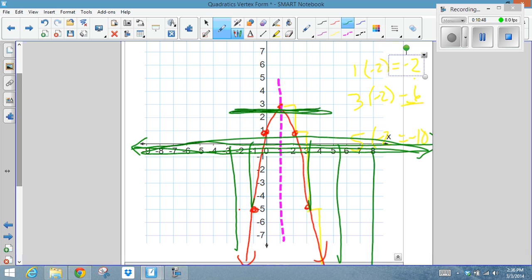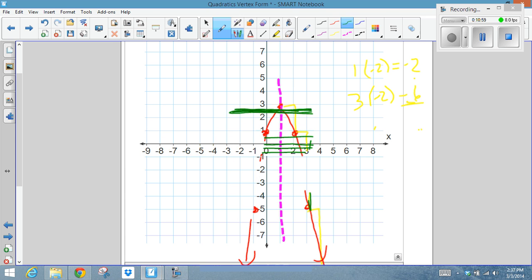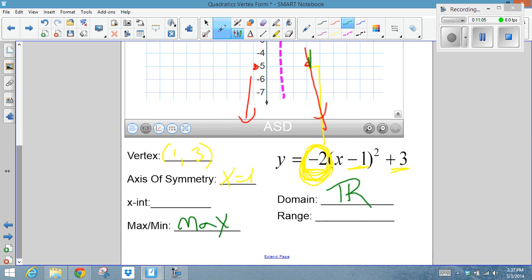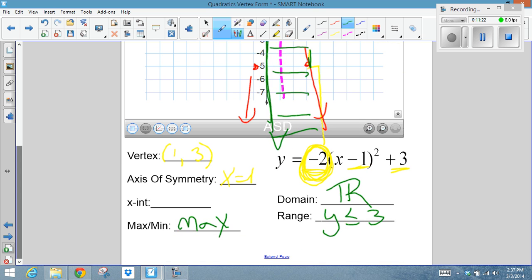Anything will work. Now my range, my y, is a little different because there isn't a y value everywhere. The y value stops at my maximum, which is 3. So my range is y is less than or equal to 3. Anywhere down here, I've got a y value for the parabola, but there's nothing up here for that parabola. It doesn't exist. Your range is always going to be y greater than or less than wherever the vertex is.